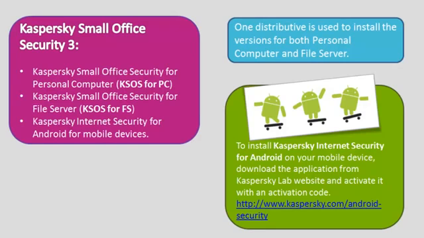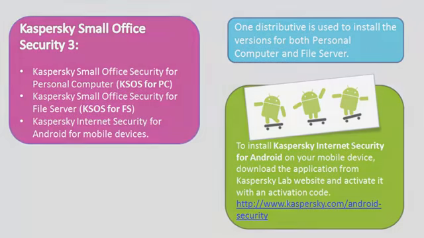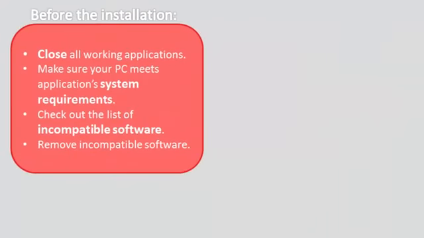The installation process of a required product depends on your operating system. Before the installation, close all working applications. Make sure your PC meets application system requirements. Check out the list of incompatible software. If you have incompatible software installed, you need to remove it.